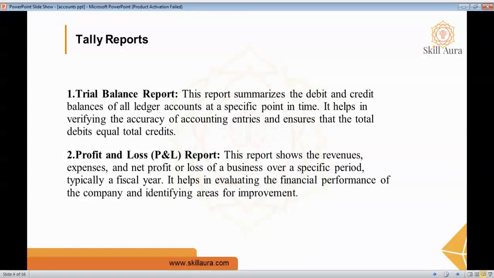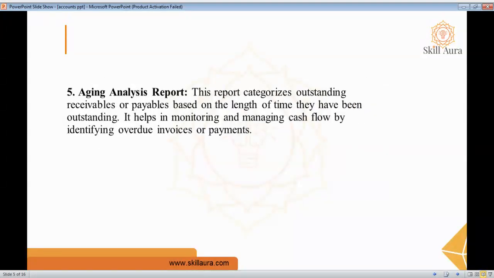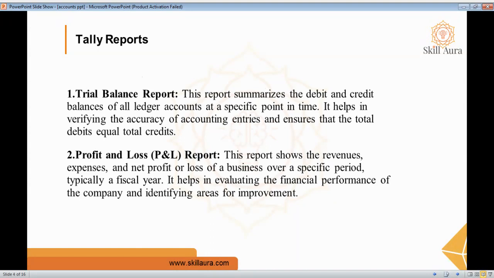So the next topic is Tally reports. There are five Tally reports. The first one is trial balance, then profit and loss account, balance sheet, cash flow statement, and aging analysis report. Let's understand one by one. The first one is the Tally trial balance report.